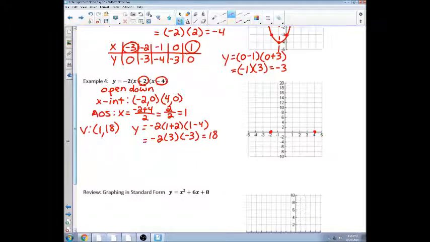If I go to 1 and 18, there it is. Remember to put our axis of symmetry in. The next step is to make my x and y's. Put my vertex in the center.